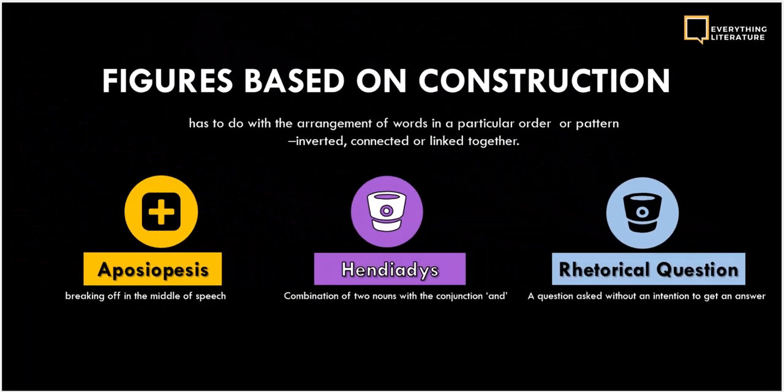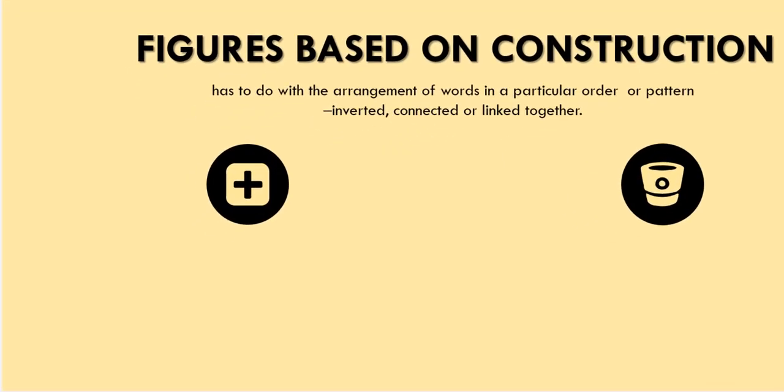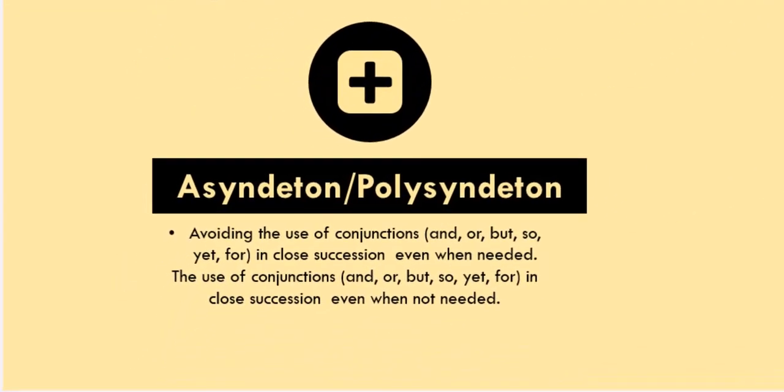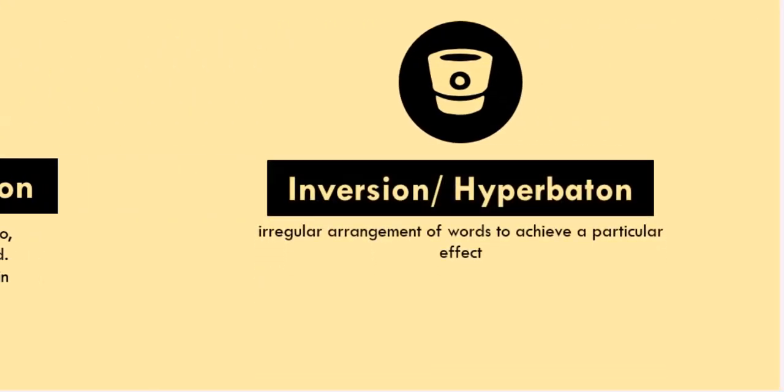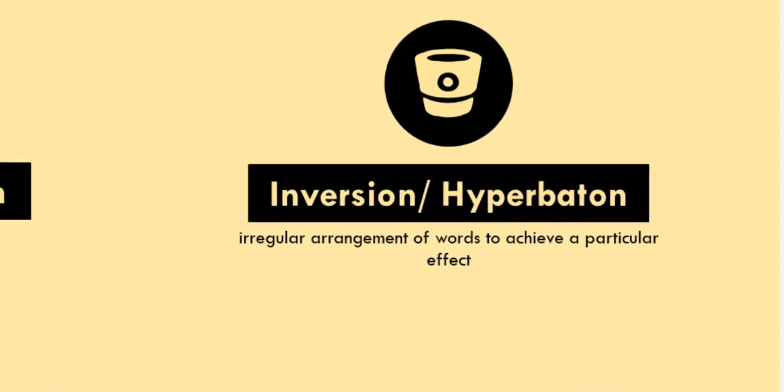Asyndeton and polysyndeton. Now, the first one, asyndeton, has to do with avoiding the use of conjunctions, while the second one, polysyndeton, has to do with the use of conjunctions. And hyperbaton has to do with irregular arrangement of words in order to achieve a particular effect.